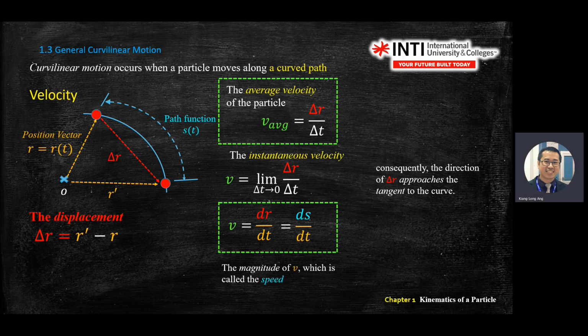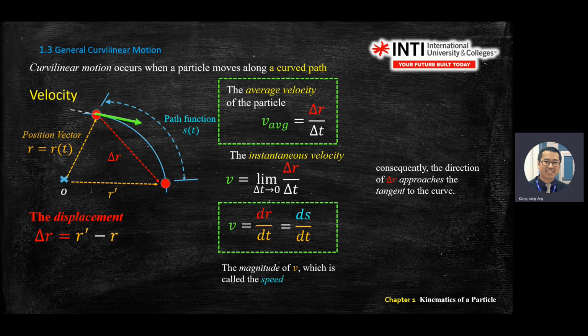Then again, this is a vector. Vectors have magnitude. The magnitude for velocity we call speed. So I draw something on the curve on the diagram here. The green color is your velocity.